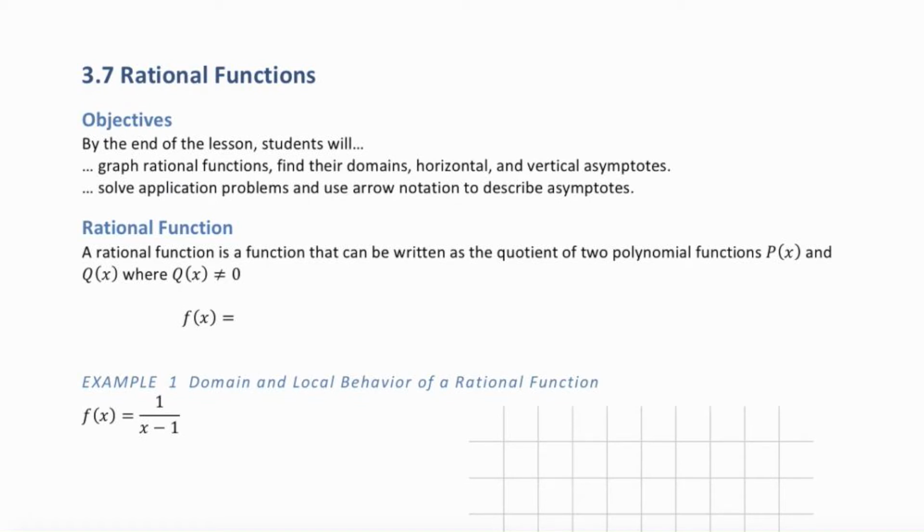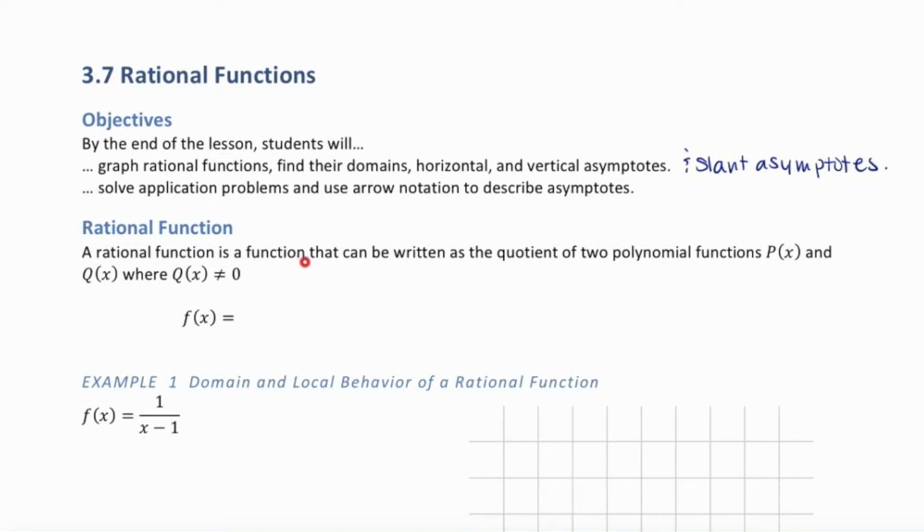Welcome to the lecture for section 3.7. By the end of the lesson, you will be expected to graph rational functions, find their domains, horizontal and vertical asymptotes, and slant asymptotes. You will also be expected to solve application problems and use arrow notation to describe asymptotes.